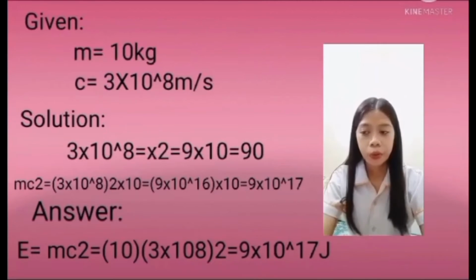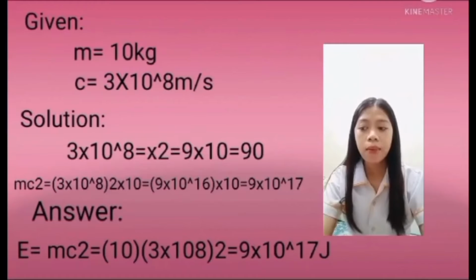This is the solution. (3 times 10 to the power of 8) squared equals 9 times 10 to the power of 16, times 10 equals mc squared. (3 times 10 to the power of 8) squared times 10 equals 9 times 10 to the power of 17.